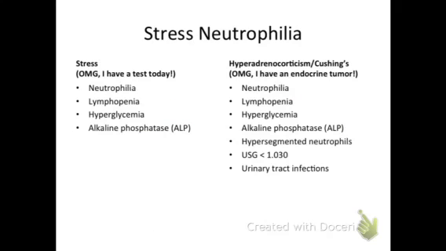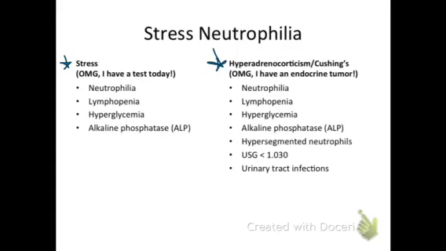Stress neutrophilia can be caused by low levels of excessive glucocorticoids, which can be present in any sick or stressed patient, or it can occur with a marked pathologically high level of glucocorticoids, as seen in animals with hyperadrenocorticism, also known as Cushing's disease.